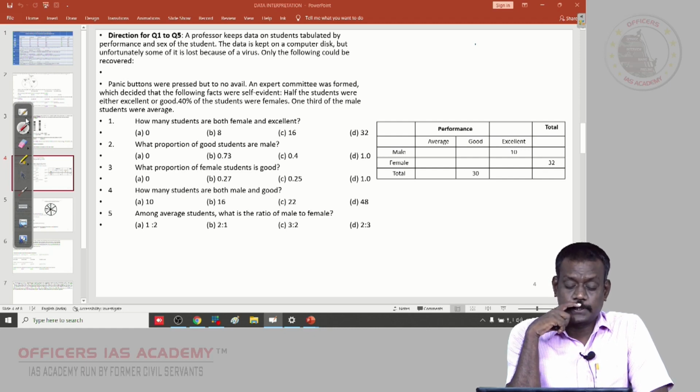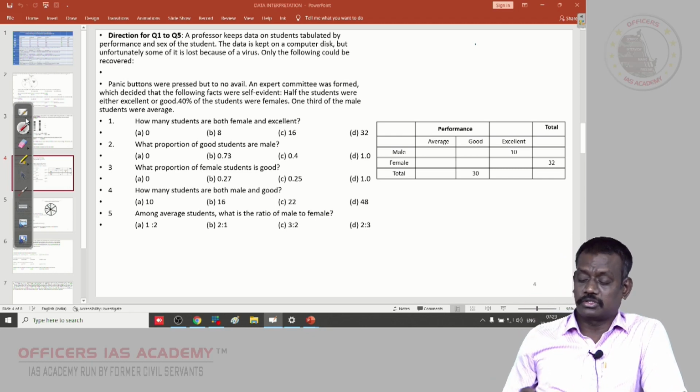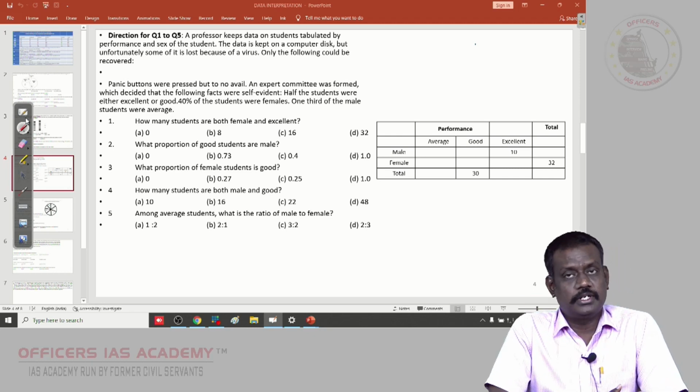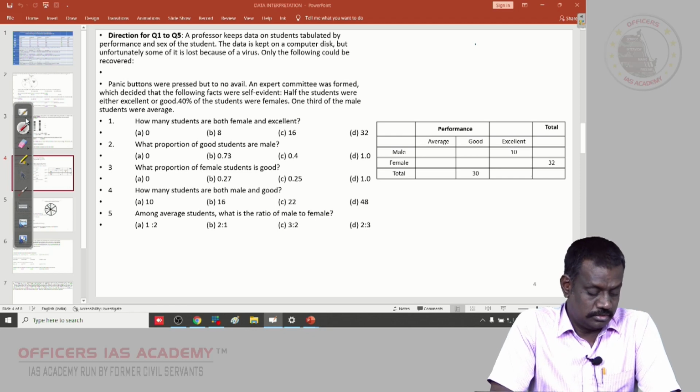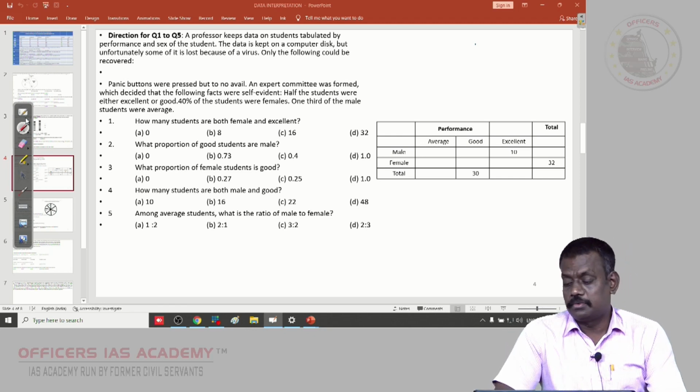Half the students were either excellent or good. 40% of the students were females. 1/3 of the male students were average. So using this data, try to fill this box. Once you fill it, you will be able to get the answers. Okay, so please solve this problem, children.